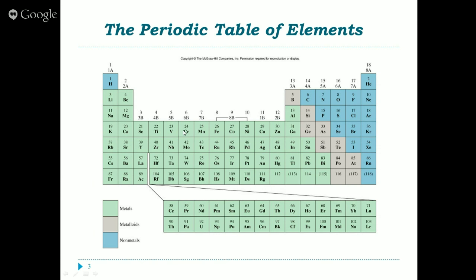We can further look at the periodic table and classify our elements into metals, metalloids, or semimetals, and nonmetals. So most of the elements are metals, which means they're shiny and they conduct electricity and heat very well. They're also malleable and ductile, which malleable means you can pound out the metal into a thin sheet. Ductile means that you can string it out into a wire.